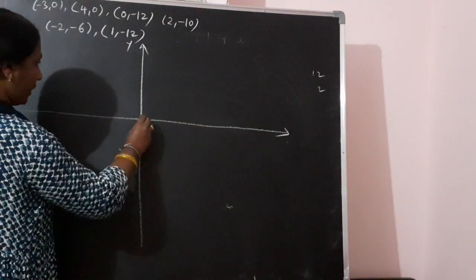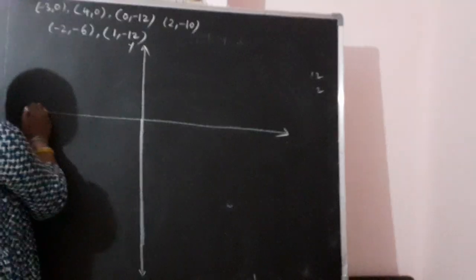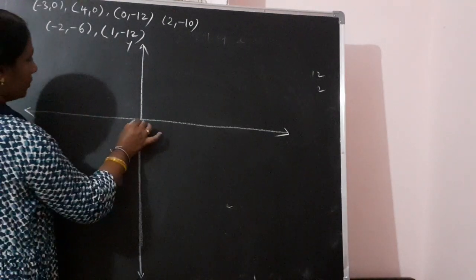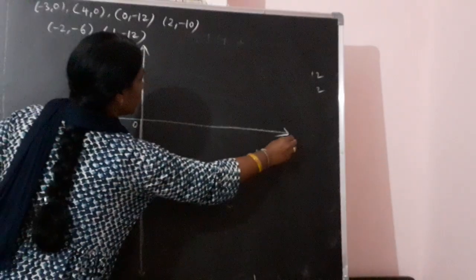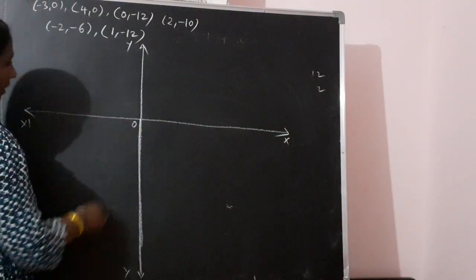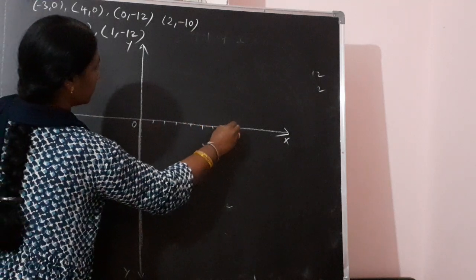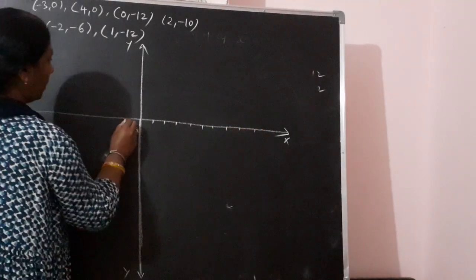Here we have more negative y values, so I have moved it here. So this is 0, the x-axis, x dash, this is y, right? So first let's take the x values. In the graph only we have to draw.